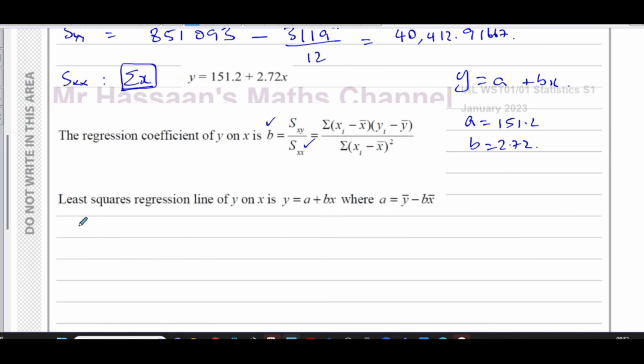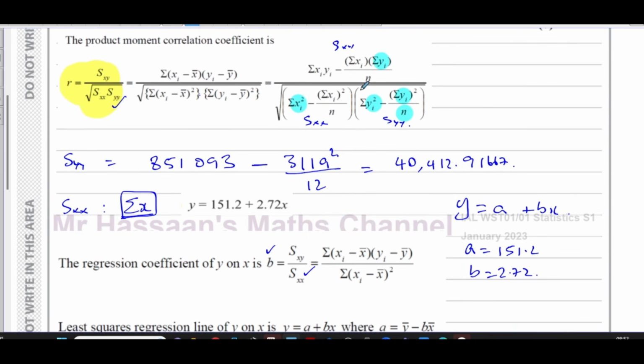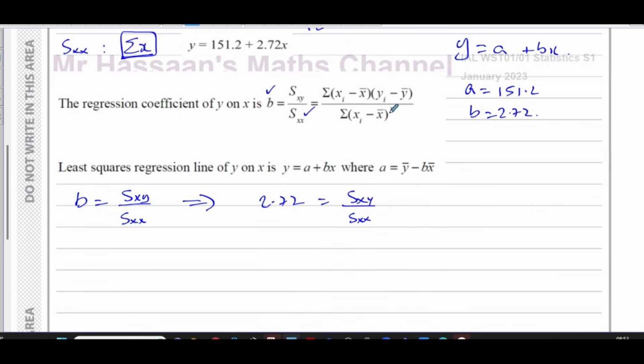So I can say, okay, I know that b is equal to Sxy over Sxx, and therefore b is 2.72, and that's Sxy over, and we found Syy, sorry. Okay, so actually, we need to find Sxx first, right? So that if we found Sxx, we can find Sxy directly without having to find these other things here. Okay, that's one thing. So how do I find Sxx? Again, we have to go back to finding the sum of x.